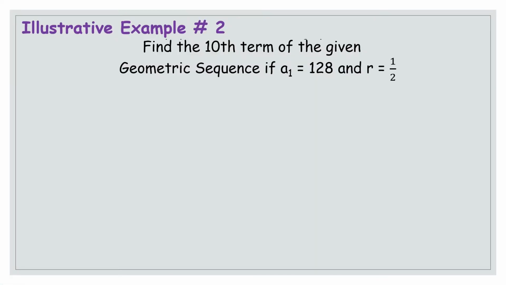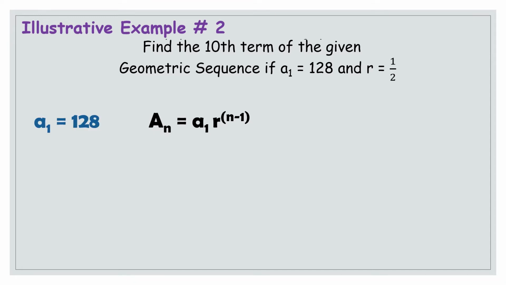Okay, so let's have our last example. Find the 10th term of the given geometric sequence if a sub 1 is equal to 128 and r is equal to 1/2. Although your problem is presented in a different way, we're going to use the same general rule for this one, which is a sub n is equal to a sub 1 times r raised to n minus 1. And the same process, we have to identify first the variables in our general rule.